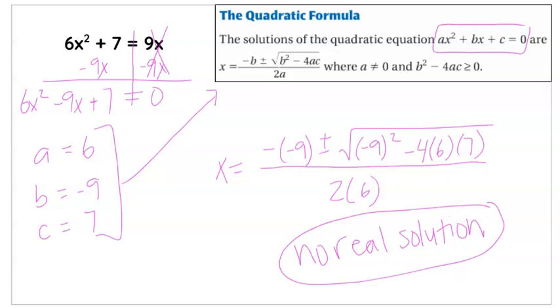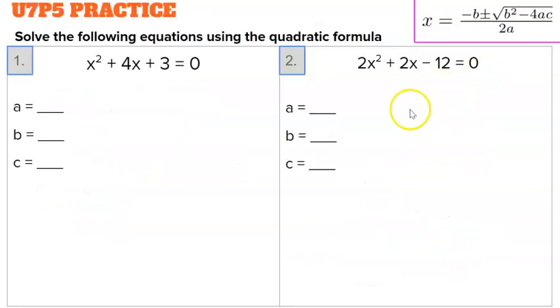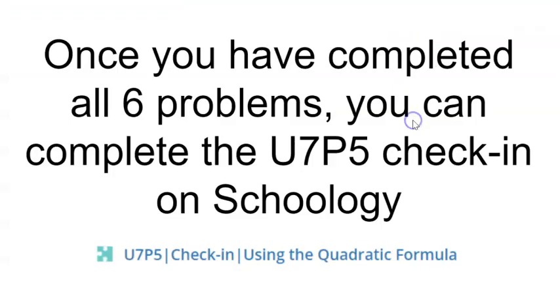And we're going to talk more in our next lesson about why that comes up as no real solution. But for now, I just want you to know that that's what that means, and then you can apply that to your practice. So you have your Unit 7, Part 5 practice. There's 6 problems, and once you've done all 6 of them, you can do the check-in on Schoology.